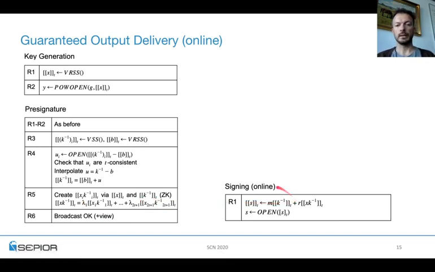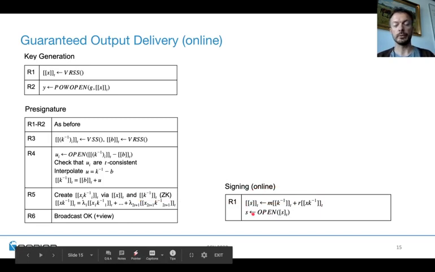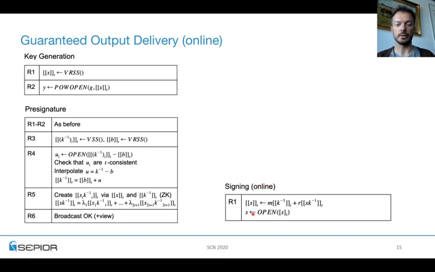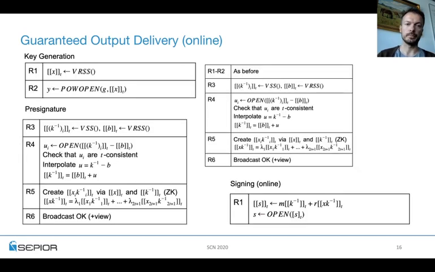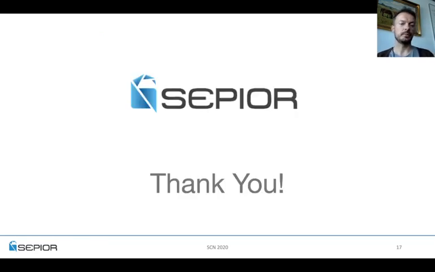So signing, as I explained before, is a piece of cake. Once you have that, it's just linear operations on the verifiable secret sharings, and now we have the guaranteed output delivery feature. That completes my presentation.